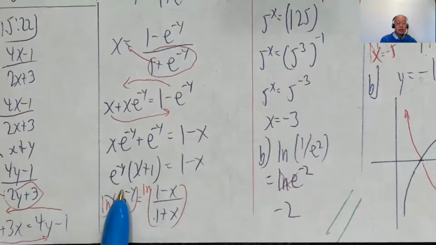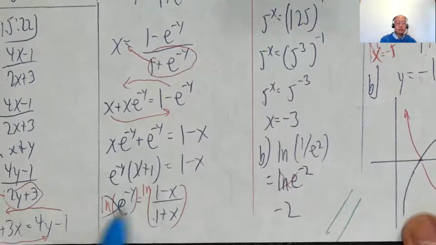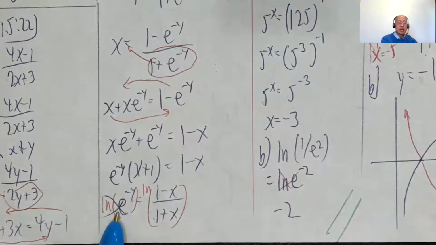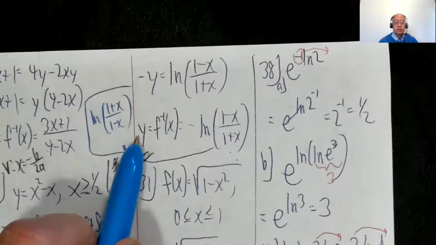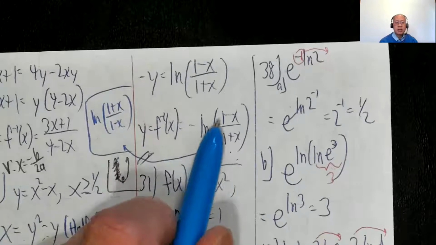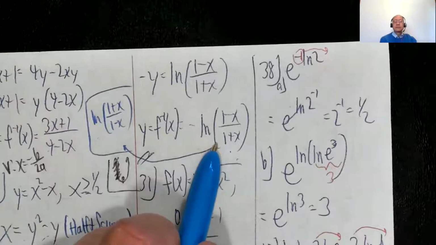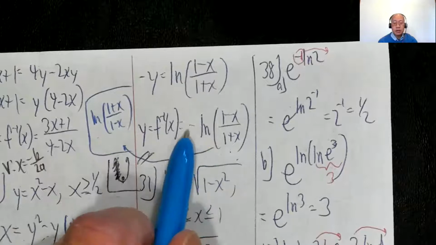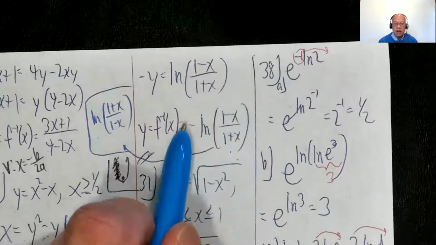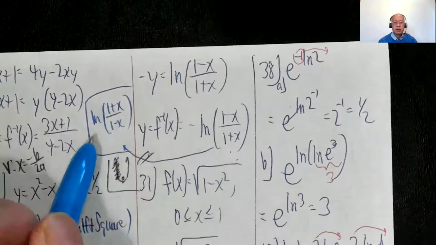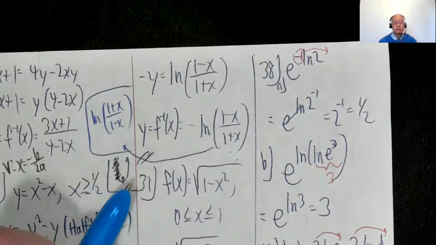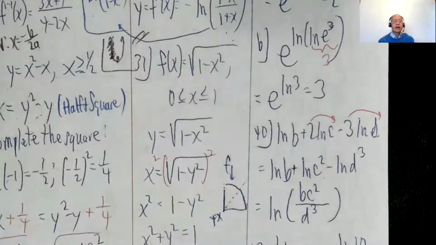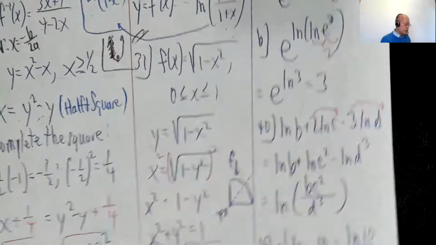Okay. Get rid of the e by taking the natural log of both sides. So ln and e cancel out. So I have negative y equals ln of 1 minus x over 1 plus x. Multiply both sides by negative 1. So y equals f inverse of x is negative ln of 1 minus x over 1 plus x. Okay. And this is acceptable to me, but if you apply the negative exponent and put it up here, that's a property of logs. That means you take the reciprocal. So the best answer is ln of 1 plus x over 1 minus x. There's one fewer negative symbol there. Okay. 31 asks something about the inverse of radical 1 minus x squared.